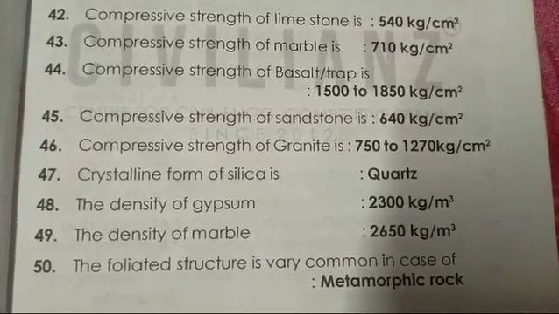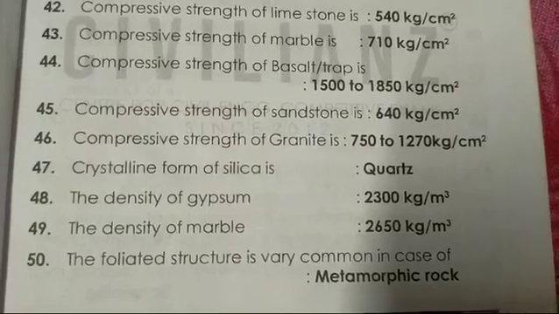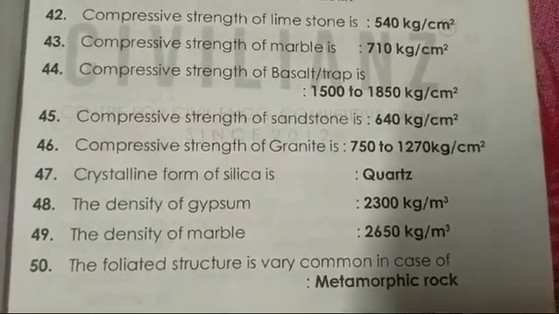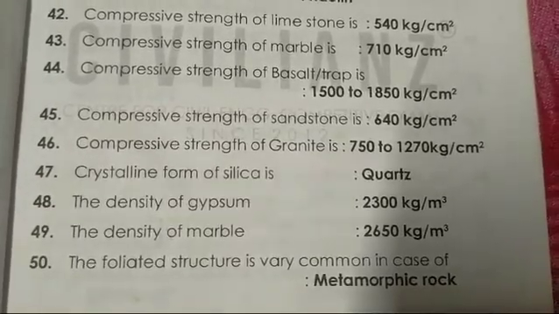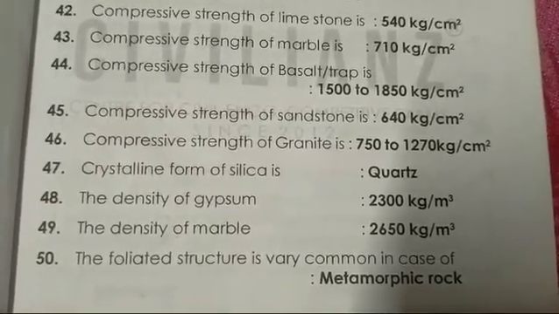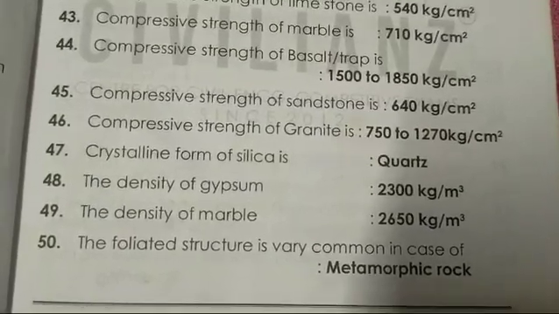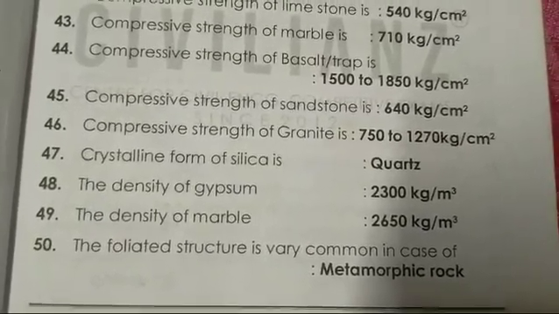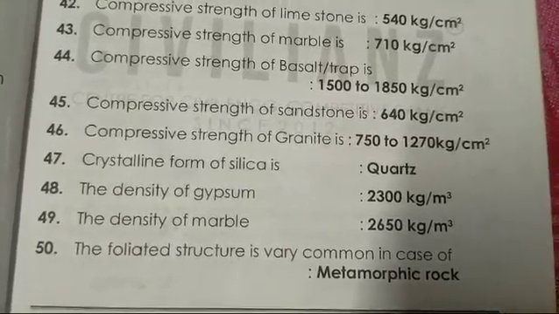Crystalline form of silica is quartz. The density of gypsum is 2300 kg per meter cube. The density of marble is 2650 kg per meter cube. The foliated structure is very common in the case of metamorphic rock.